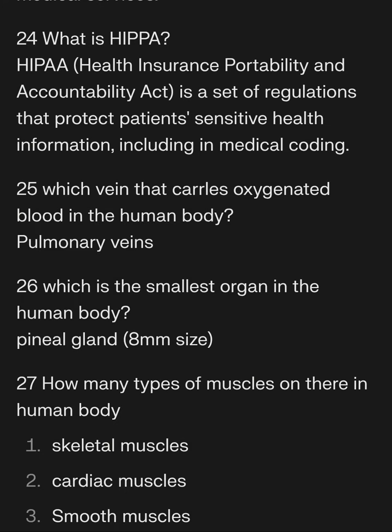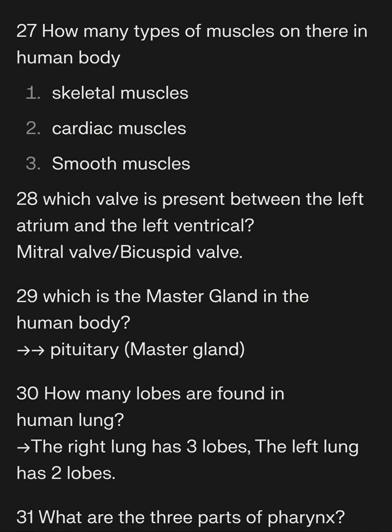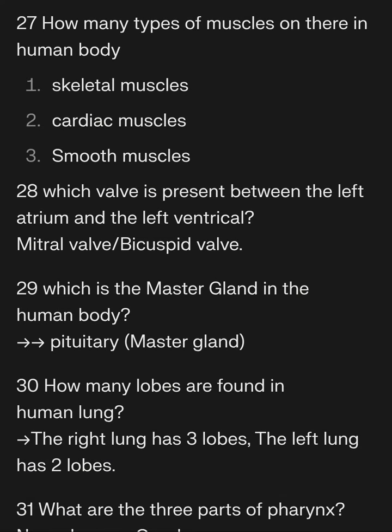25. Which vein carries oxygenated blood in the human body? Pulmonary veins. 26. Which is the smallest organ in the human body? Pineal gland, about 8 mm in size. 27. How many types of muscles are there in the human body? 1. Skeletal muscles. 2. Cardiac muscles. 3. Smooth muscles. 28. Which valve is present between the left atrium and the left ventricle? Mitral valve, also called the bicuspid valve.